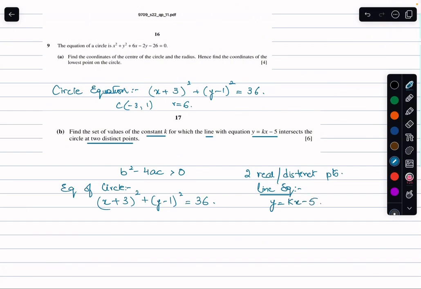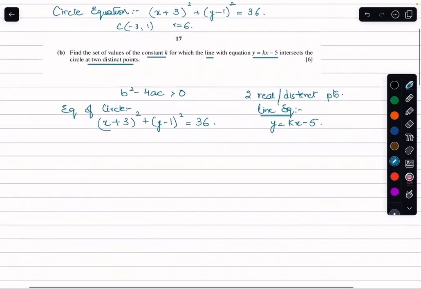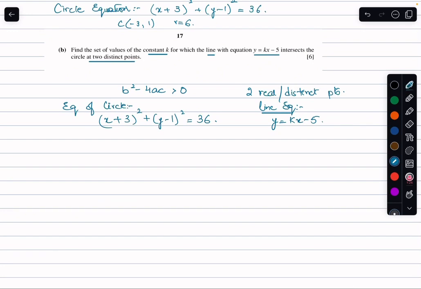I can just plug in this y as kx − 5 in the circle equation to get our equation in terms of x. So I can say that this is (x + 3)² + (kx − 5 − 1)² = 36. I have the entire equation in terms of x. So now doing the expansion, or solving it further, I can say this is (x + 3)² + (kx − 6)² = 36.